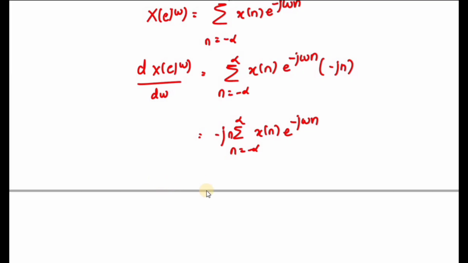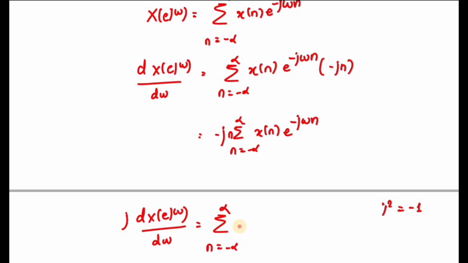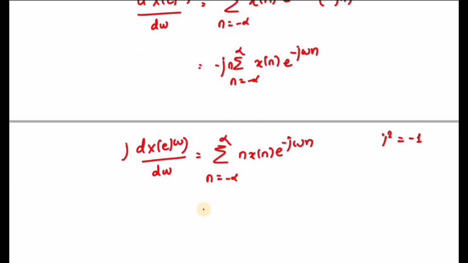If I multiply both sides by j, since j into minus j is j square, which is minus 1, the two get cancelled out, so I will get the summation from n equal to minus infinity to infinity of n x of n e power minus j omega n. This is nothing but the discrete time Fourier transform of n into x of n. So that is the proof.